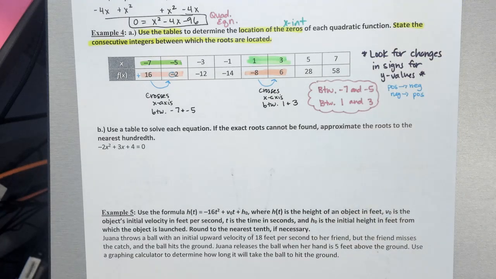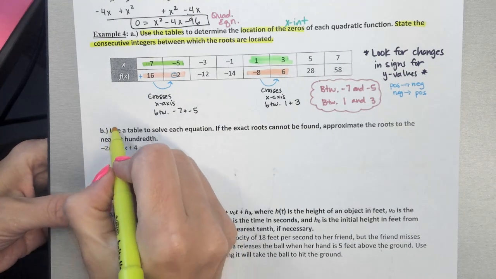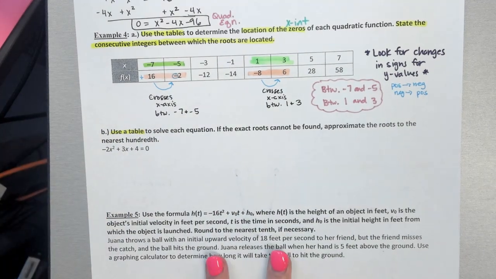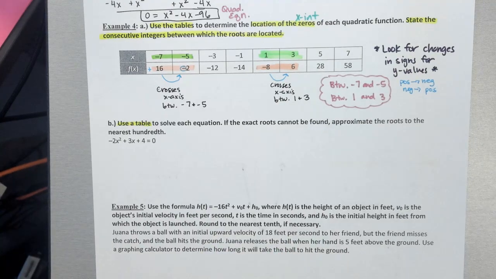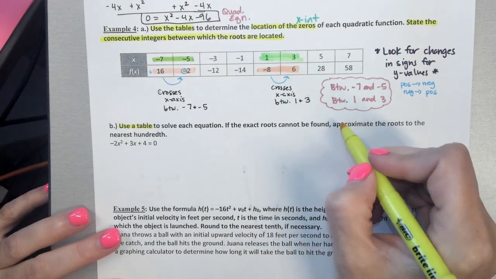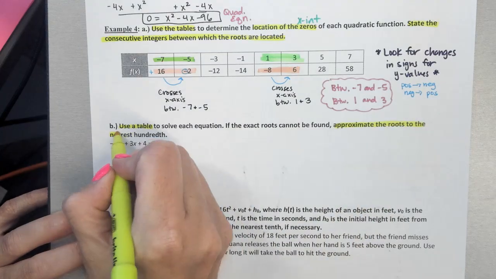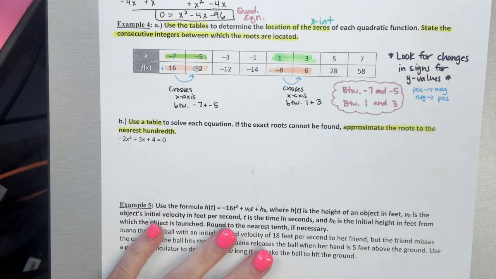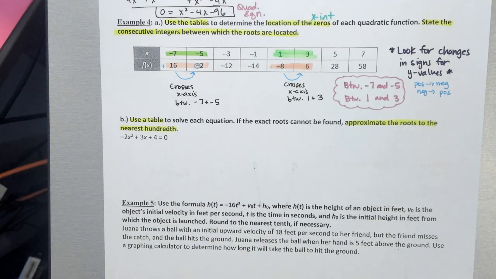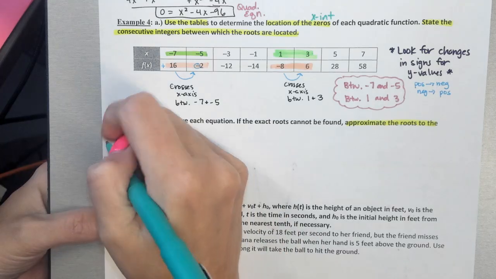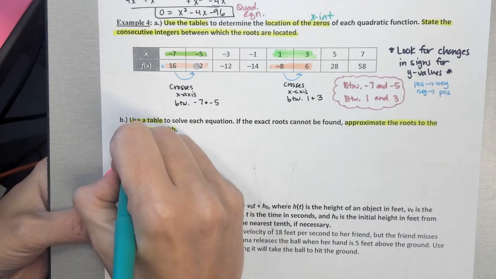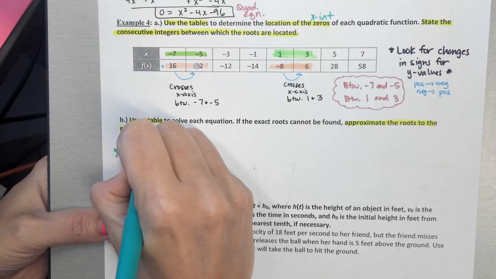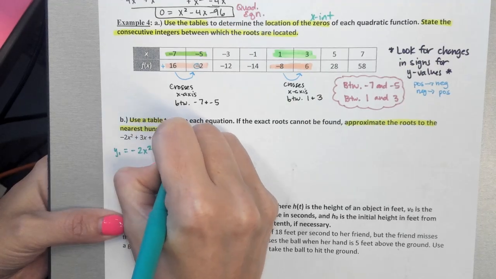All right, and then for B, it says use a table to solve each equation. So we're going to have to make that. And if the exact roots can't be found, we are going to approximate the roots to the nearest hundredth. Okay. All right, so to do this, the first thing we're going to do is put this into our calculator. So in y1, -2x squared plus 3x plus 4.